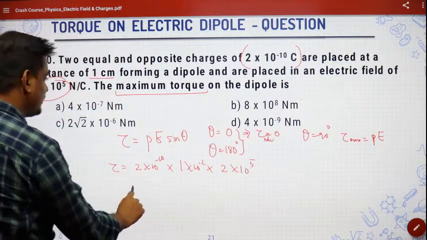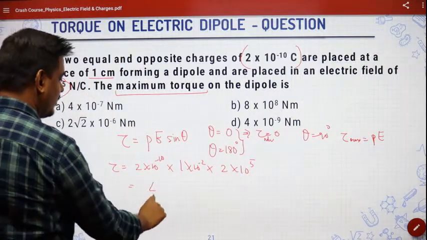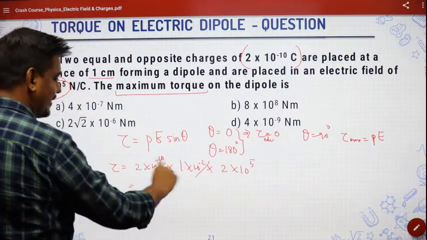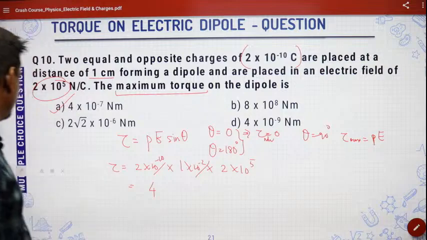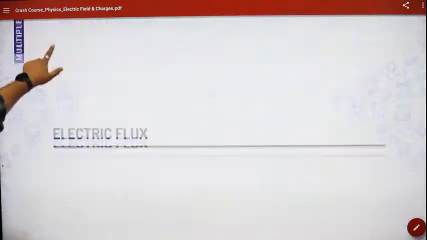So when you solve this, 2 2s are 4 and minus 10 minus 2 is minus 12, 5 minus 7. So the correct answer is 4 into 10 to the power minus 7 Newton meter. Simple question actually. So let us go to the next question now.